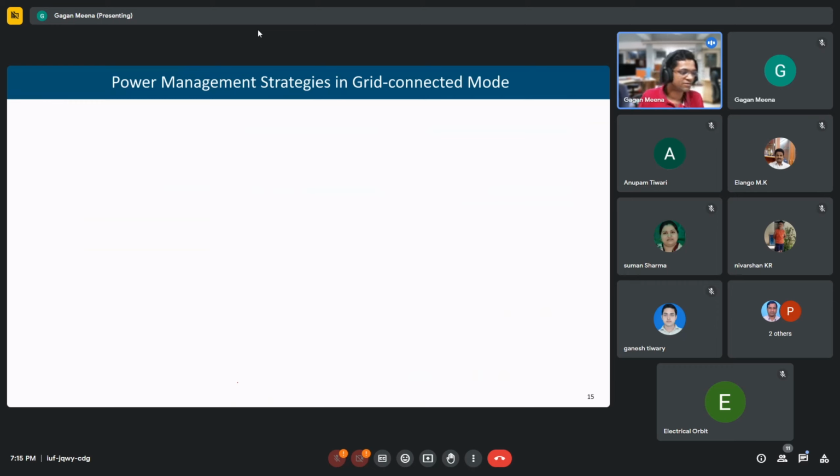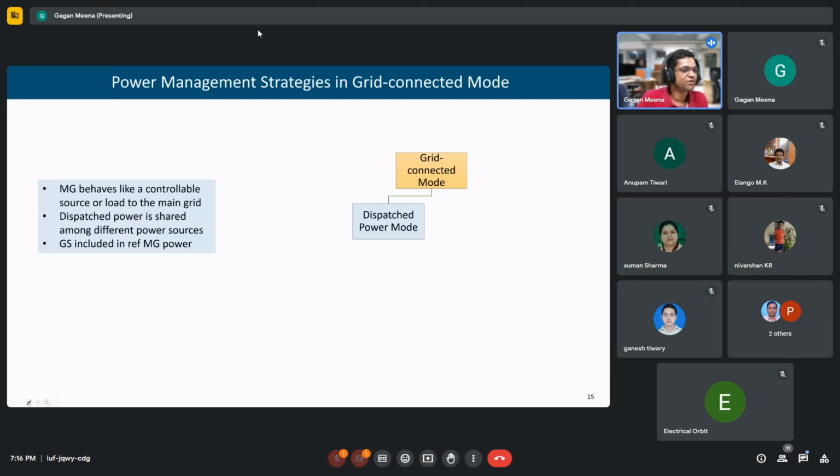Now let us move to the power management strategies in grid connected mode. In grid connected mode, there are two types of strategies for this power management. One is dispatched power mode and another one is undispatched power mode. In dispatched power mode, we are receiving the power signal, how much to produce. That is decided. In undispatched, whatever is being produced, that is directly fed into the grid.